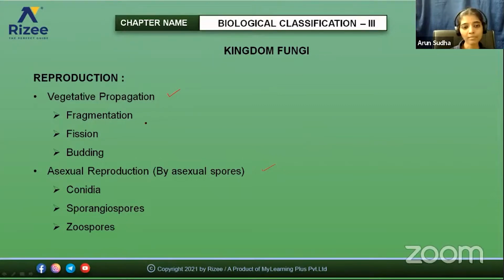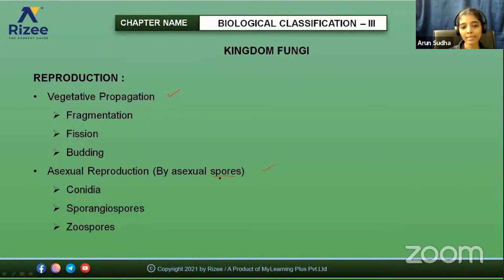First one is fragmentation. You already know what fragmentation is. That is, the fungal mycelium breaks into many pieces, and each piece will develop into a new mycelium. Then fission, budding, and also asexual reproduction, which happens by means of spores.